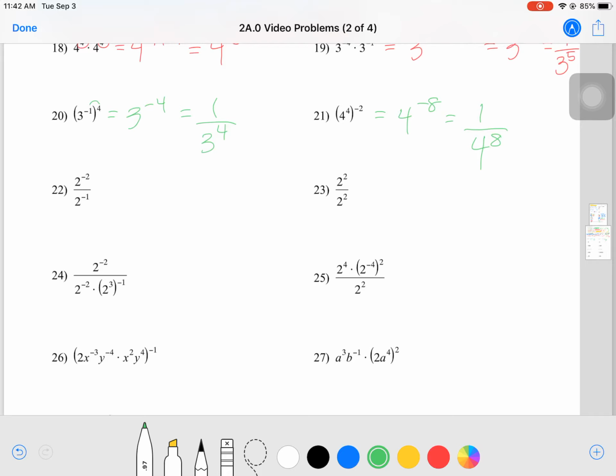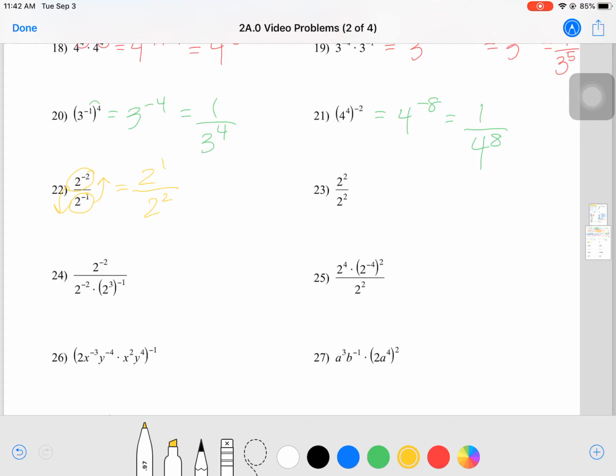22 and 23 should be dealing with your division rule. 22 is kind of a special one, so we're going to work through this a little slowly. What I would recommend you do first on number 22 on mine, if you have any negative exponents, I would deal with them here. So this 2 to the negative 1 is really going to go up top, and this 2 to the negative 2 is going to go on the bottom. So this is 2 to the first over 2 squared.